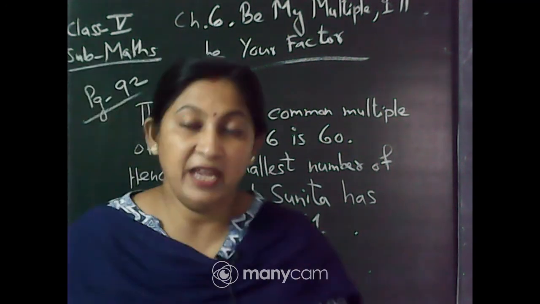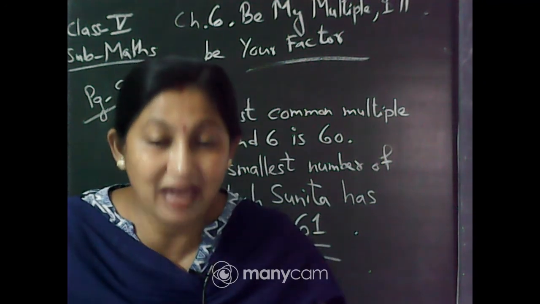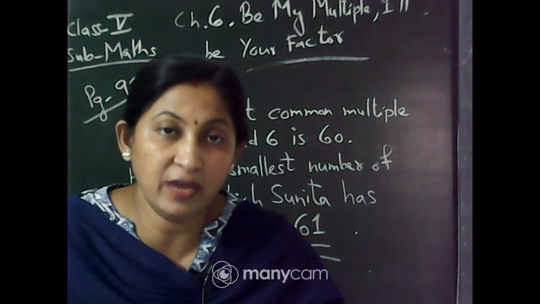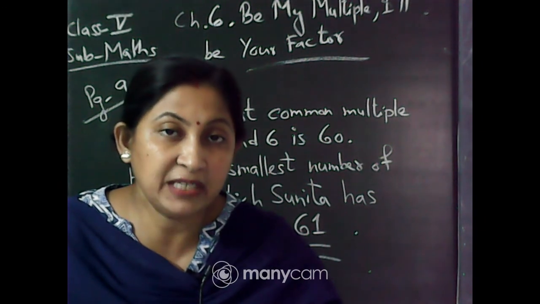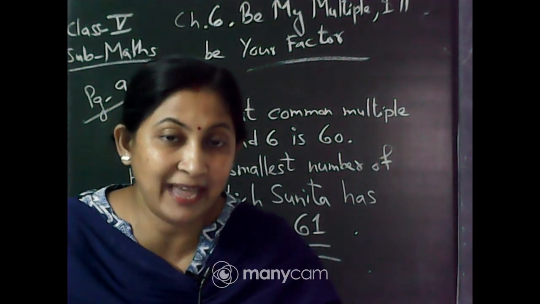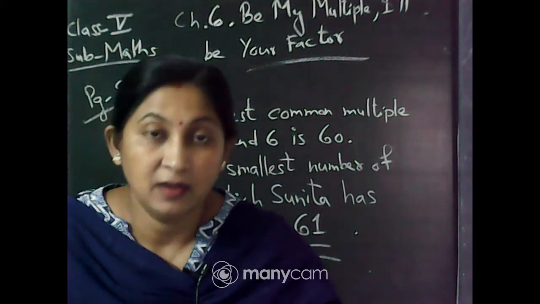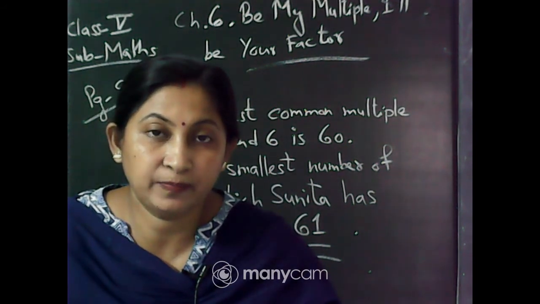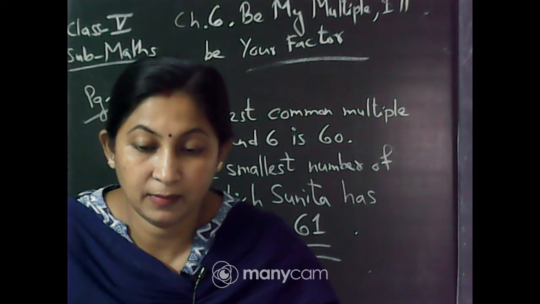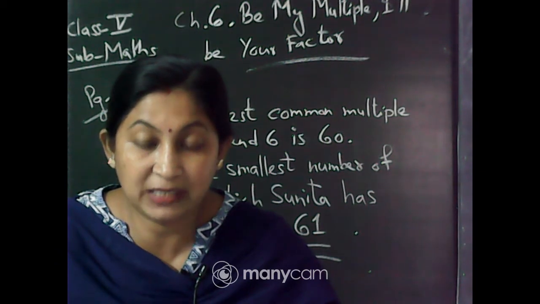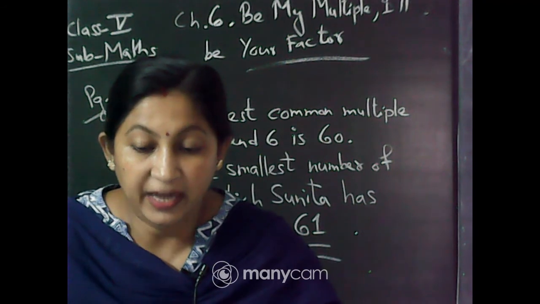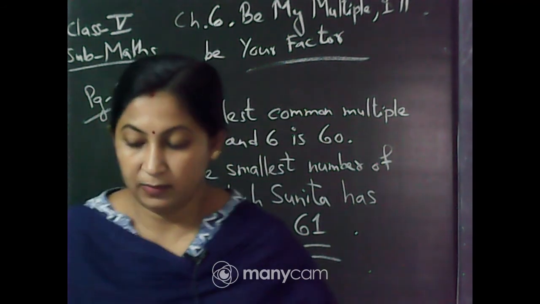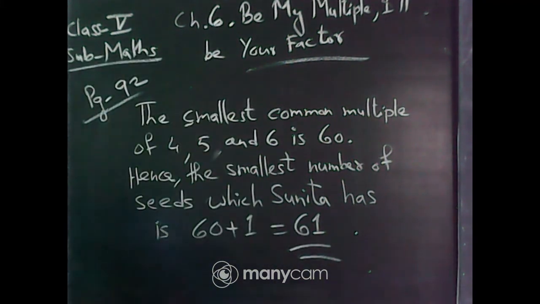Yes, class 5, think and tell me. There are 12 tamarind seeds. From these 12 tamarind seeds, she has to make rectangles. So how many rectangles can she make? Yes, some are writing 3, some are writing 4. What will it be? It will be 3. Okay, it will be 3. See how it is 3.